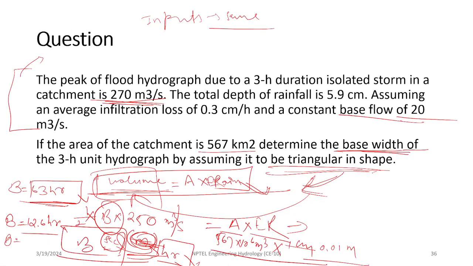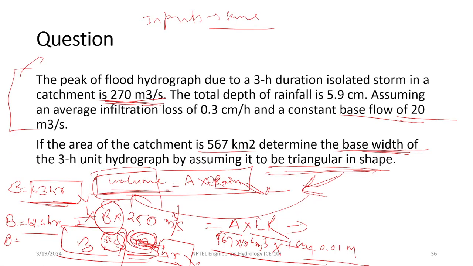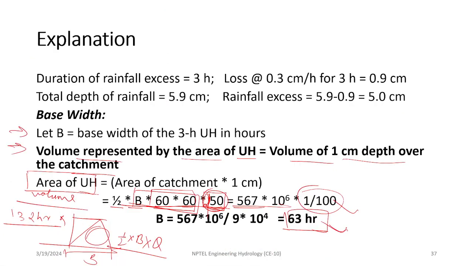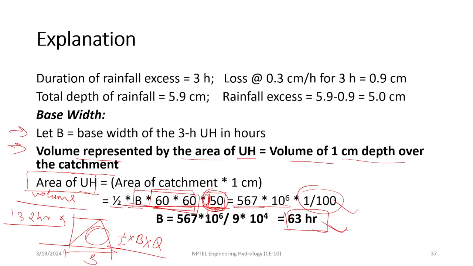Balamurgan, where are we going wrong? He says that 50 meter cube per second is the unit hydrograph. If the area of catchment and the unit hydrograph area we also got, then we want Q. 250 is for 5 centimeter rainfall, he says. 250 is for 5 centimeter rainfall.